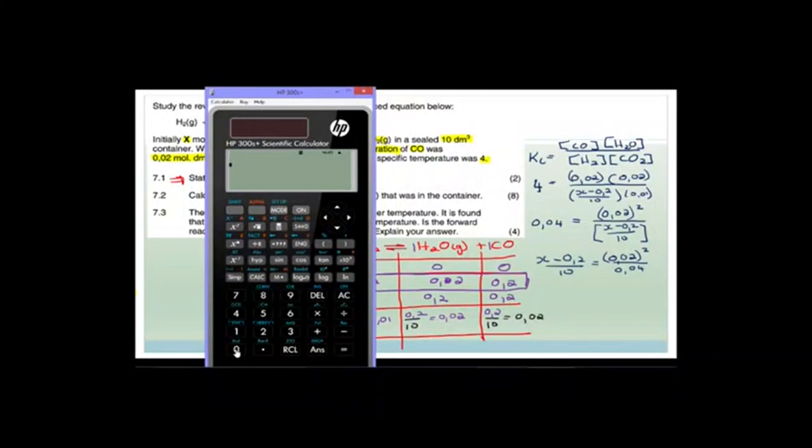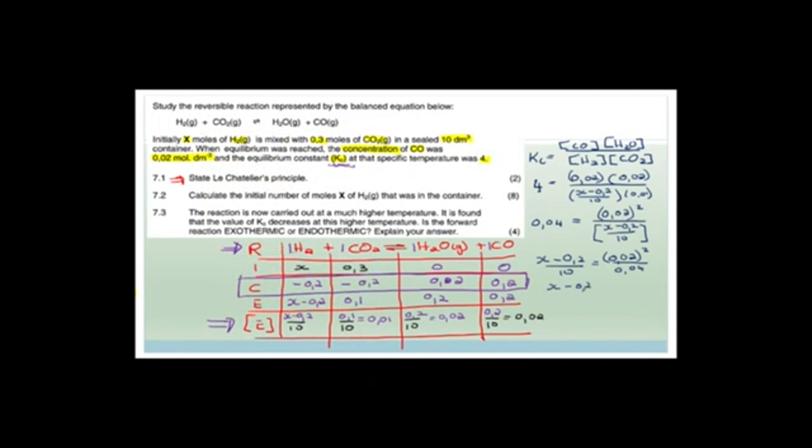So we're going to go 0.02 squared all divided by 0.04, and that is 1 over 100, okay? So (x minus 0.2) over 10 is equal to 0.01, 1 over 100. I can multiply both sides by 10, so I get x minus 0.2 is going to be 0.1, and we take it across, and x equals 0.3. There you go. So there we go, x equals 0.3.